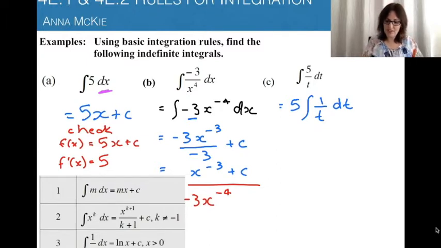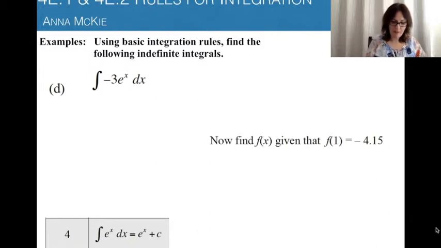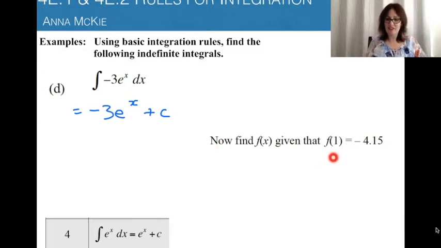So the integral of this is now, when we stop writing the integral sign, we have 5 ln of t plus c. Two steps here. Finding the integral first of an e to the x function. As you remember from differentiating e to the x functions, the derivative is the same, so therefore the integral is going to be the same. So by integrating this, that -3 is not going to change. We copy and paste the e to the x and add in plus c. Don't forget that.